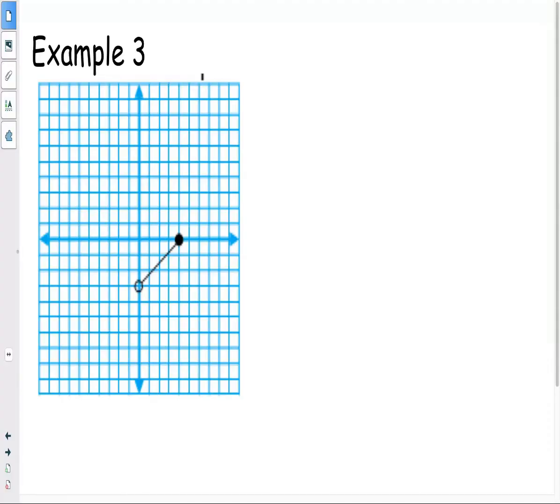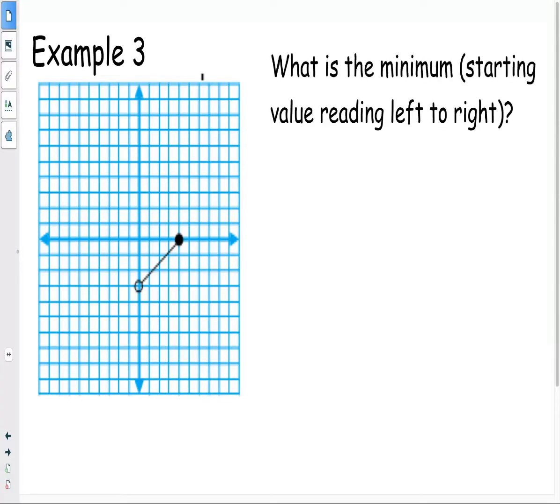So let's take a look at example 3. What is the minimum starting value reading left to right? Well, hopefully you saw that the first point you come to is the open dot 0, -3. So then the next question, what is the maximum ending value reading left to right? So of course, we would see this to be the second point at 4, 0.